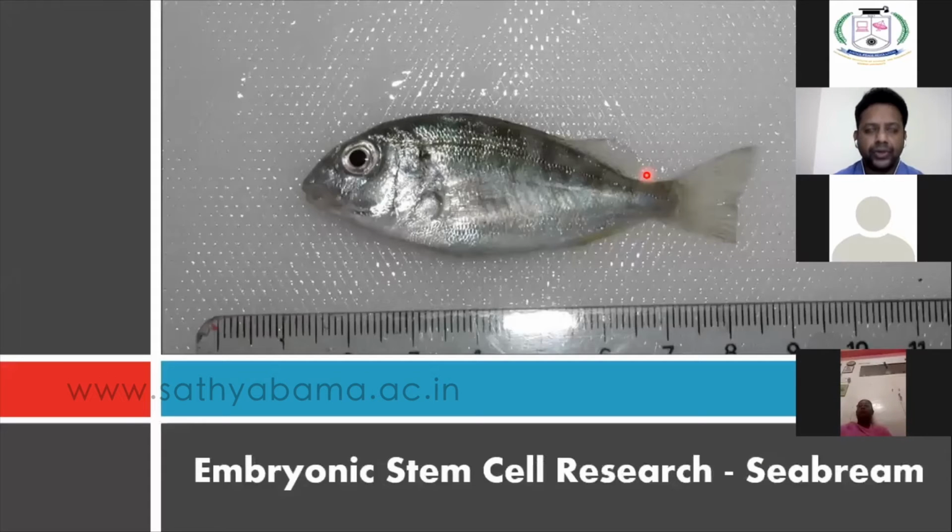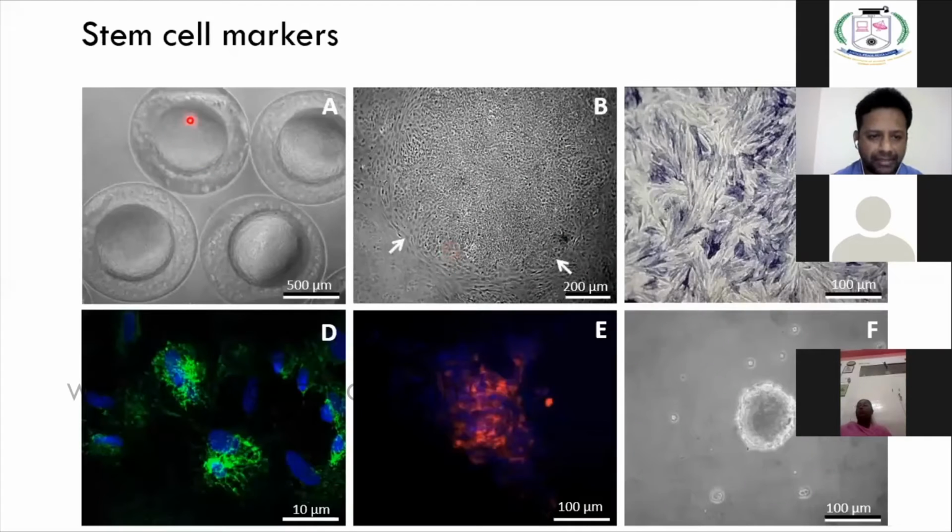But we were not able to succeed in zebrafish, so we used the other model, the sea bream. This is the blastula stage. From the blastula stage, we isolated the cells using the enzymatic disaggregation method. These stem cells grow as a colony, always in a colony.